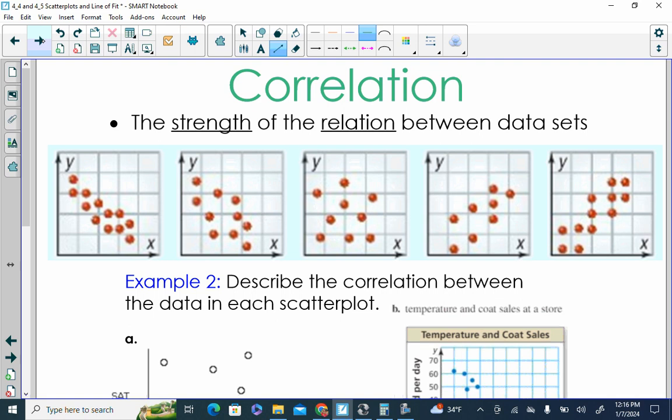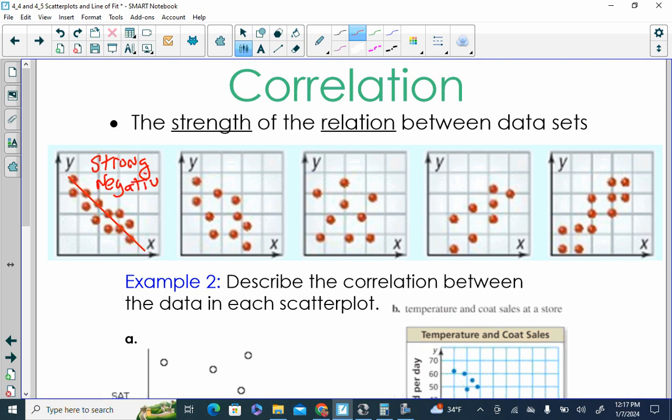All right, so we have our correlations here. In this first graph, we see a very strong negative correlation. We see that as x increases, y decreases, right? As we move along the x-axis, your y values decrease. So this would be a strong negative correlation. That's strong, and that's negative.